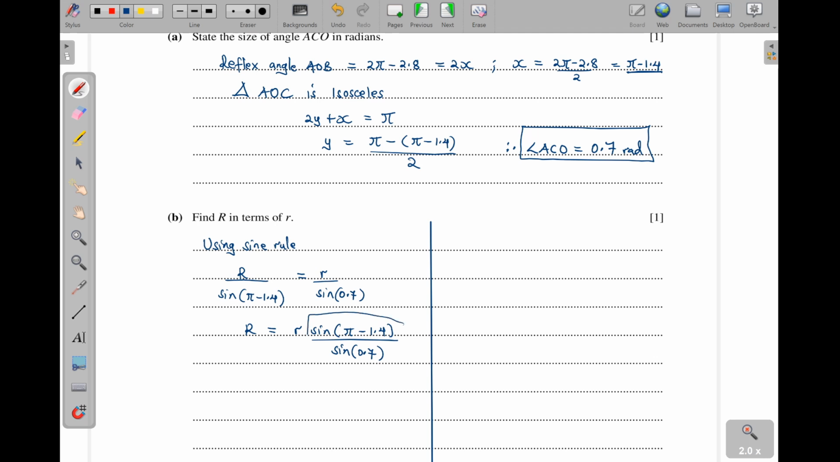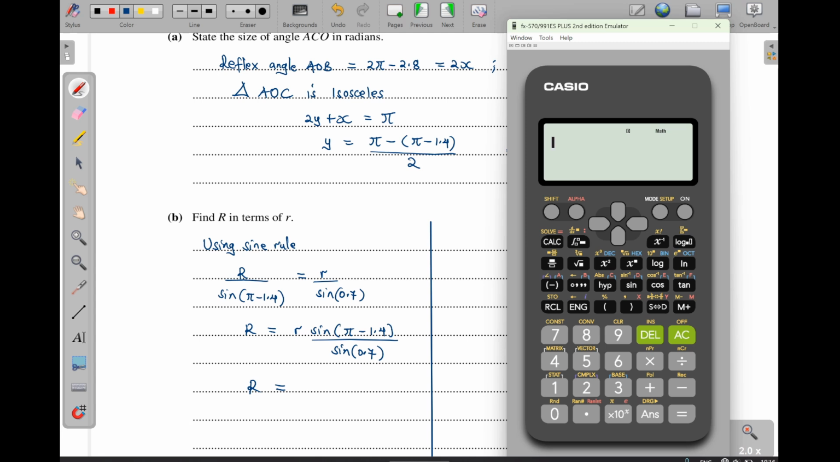Now I can get the value of this, and maybe I write it to 3 significant figures. So meaning R is going to be equal to what? Our calculator here has to be in radians. Mine here is in degrees, so I have to convert it. So radians, that is 4. Then now we have sine of pi minus 1.4, then down here we have sine of 0.7.